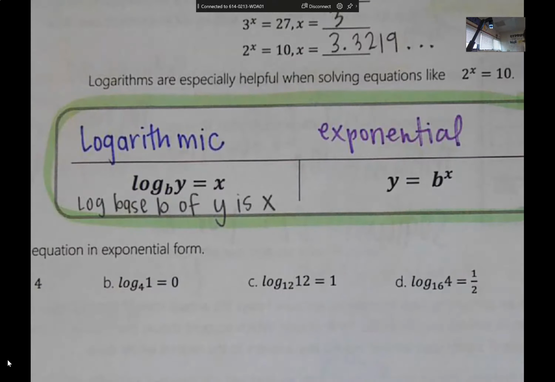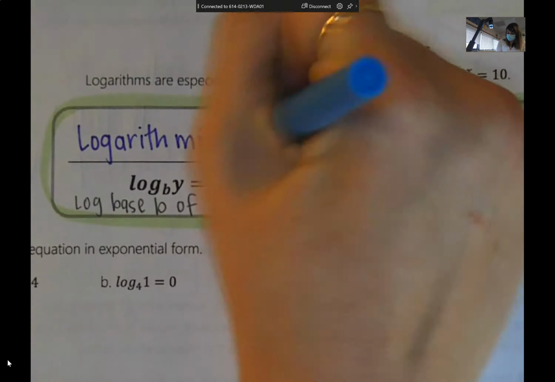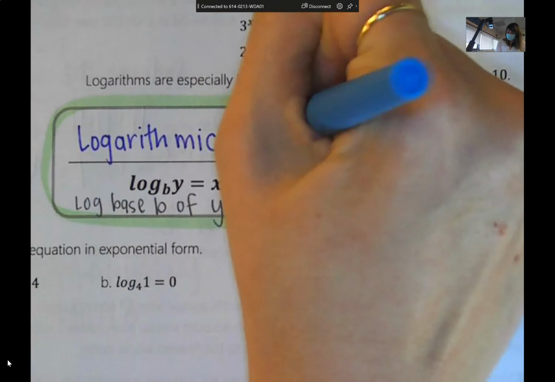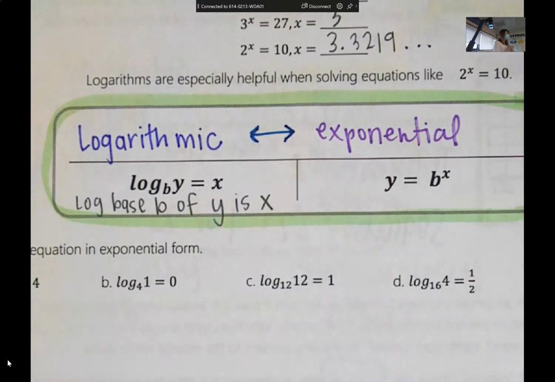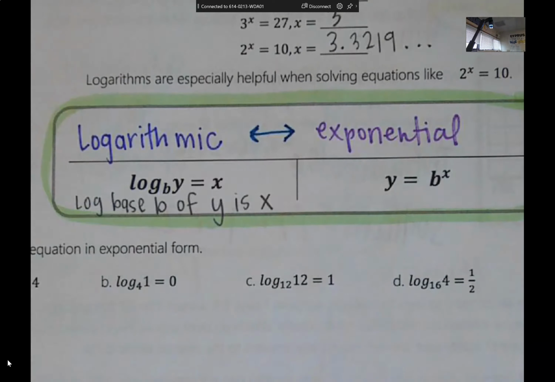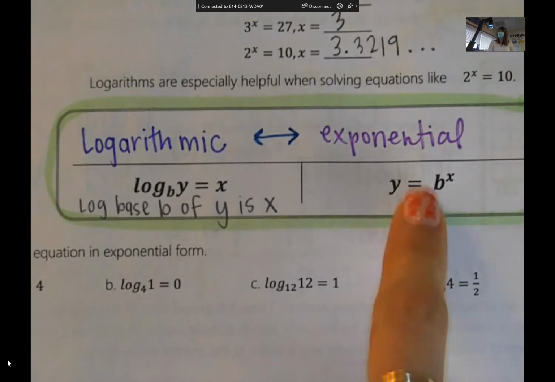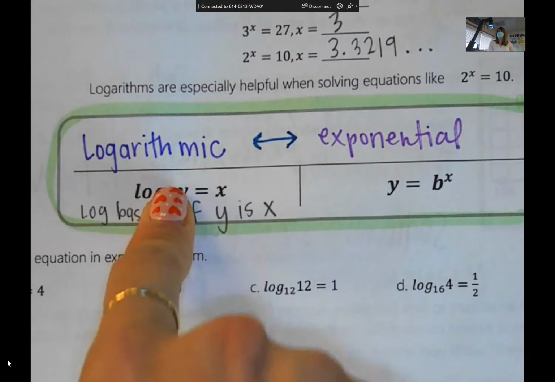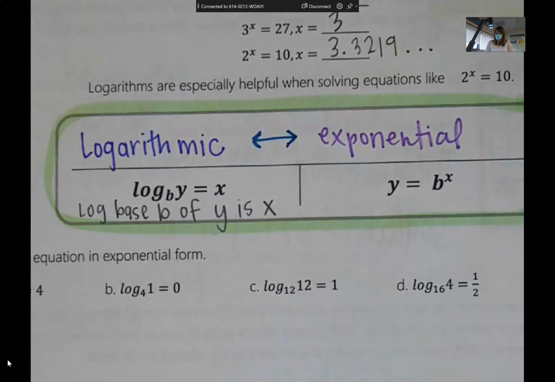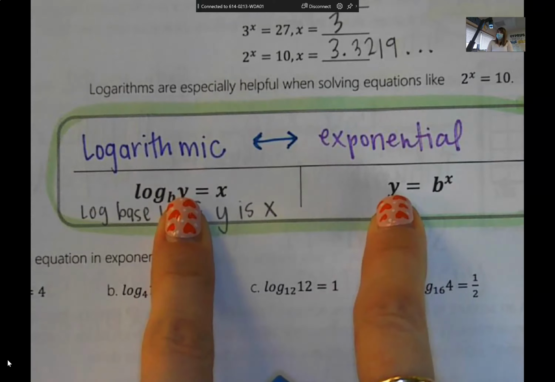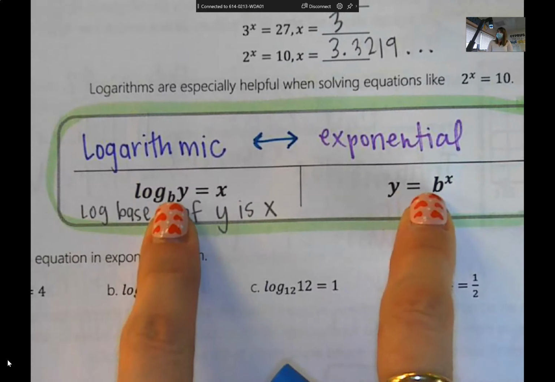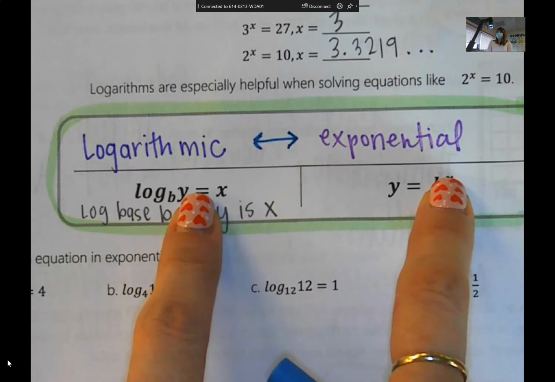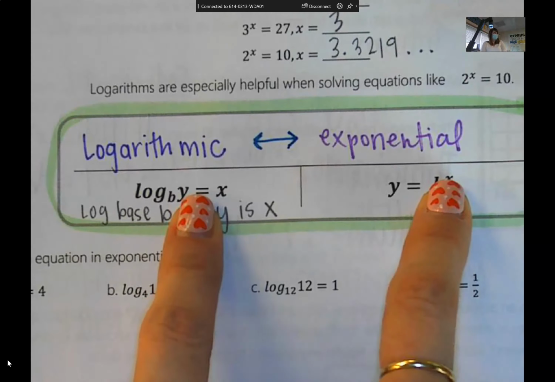So the first part of this lesson is rearranging from one to the other. So we can change these back and forth. I could give you a log equation and ask you to write it like this, or I could give you an exponent equation and ask you to change it back to this. So these y's are the same y, and this b is the same b, and this x is the same x.